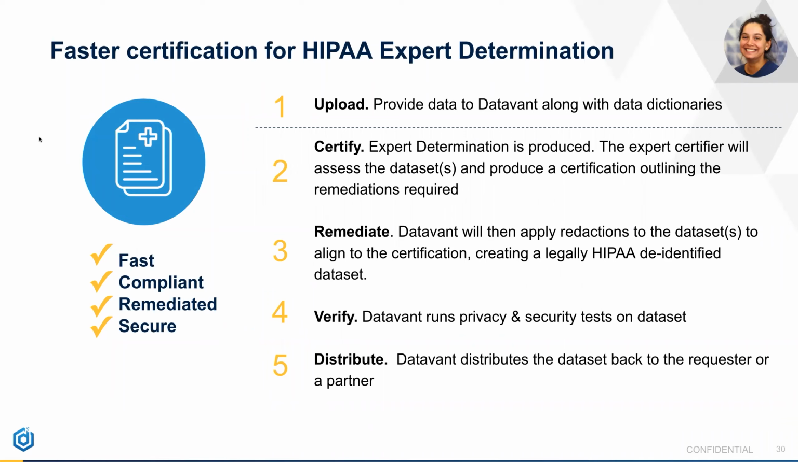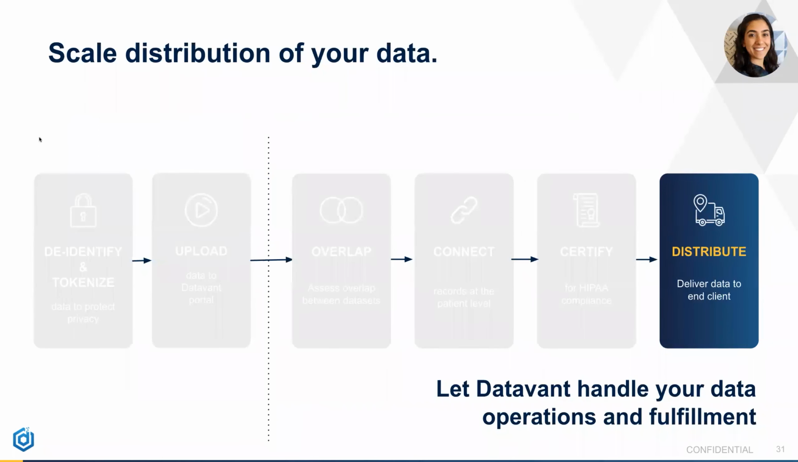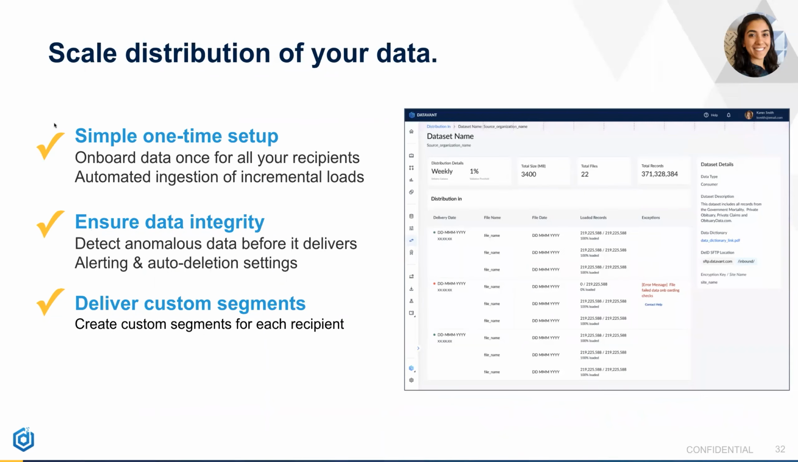Thanks, Serena. As Serena mentioned, I'll be rounding out talking about the different switchboard components by explaining data distribution, which really enables you to scale delivery of data in the ecosystem. Datavant distribution is simple, it ensures data integrity and integrates seamlessly into overlaps, matching, and certification, as was talked about. By using distribution, your setup cost is really drastically reduced, because we allow you to onboard data one time or in an automated feed if you prefer to a single location across multiple recipients.